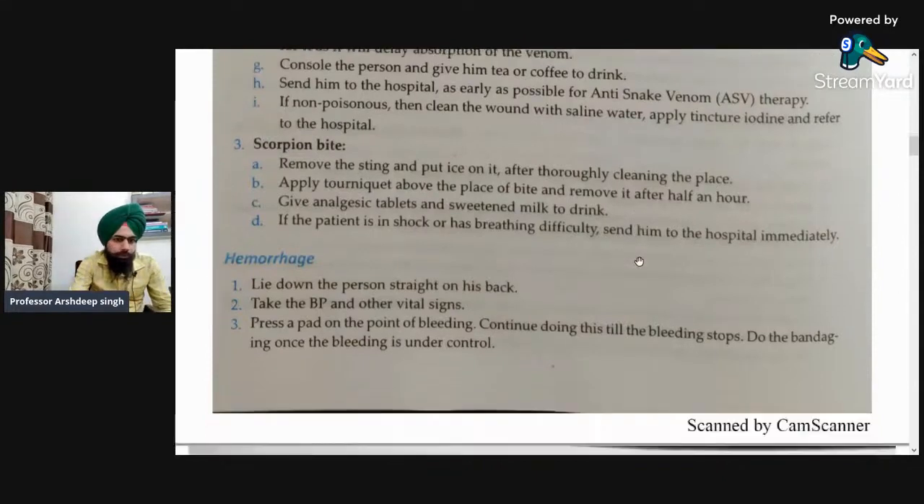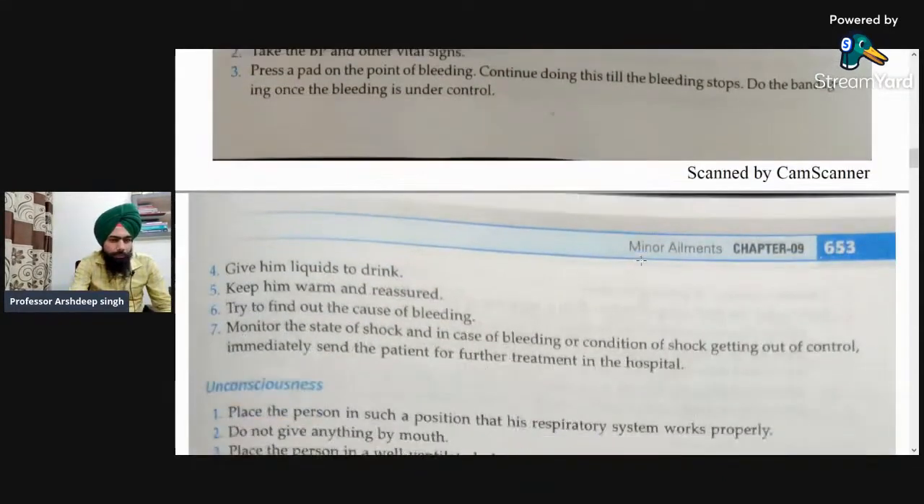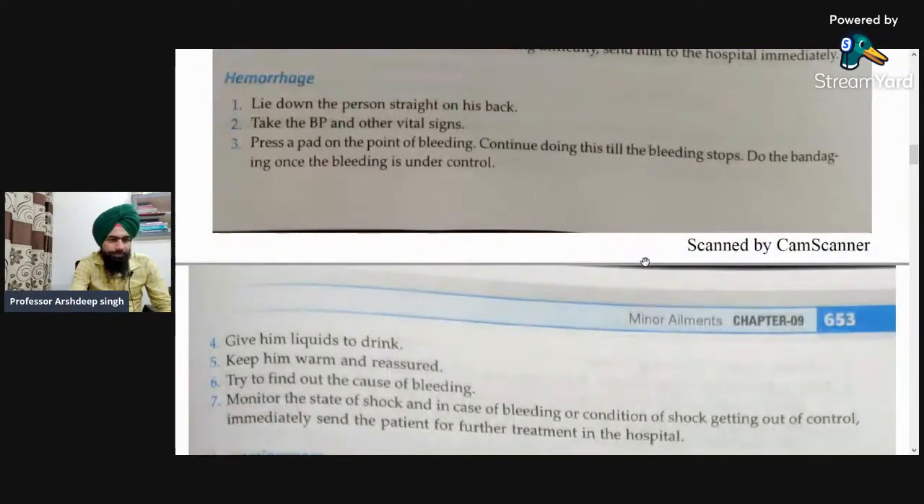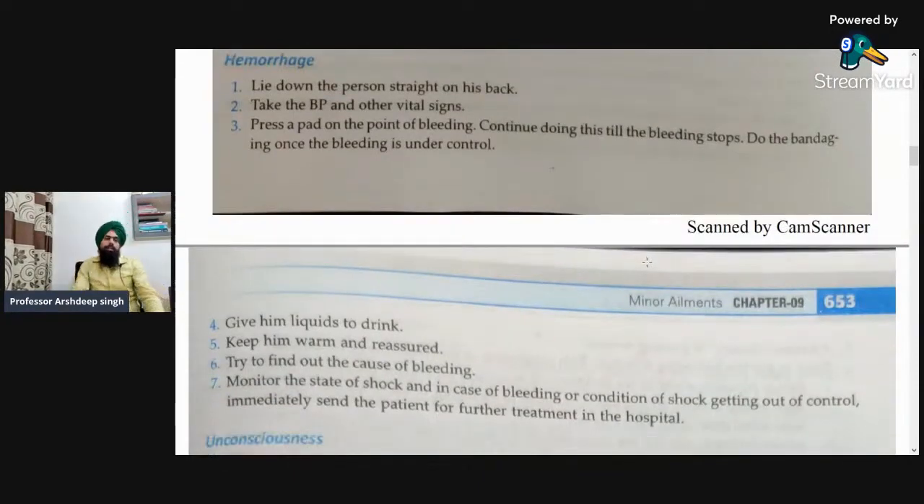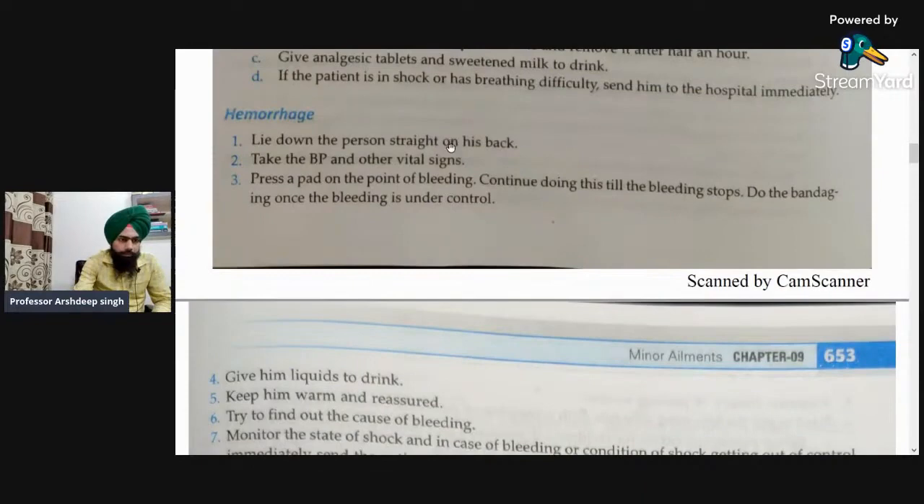What is hemorrhage and how can we manage that? Hemorrhage is the bleeding from the site. So how can we manage? Lie down the person straight on the back, take the BP, and the other vital signs must be checked properly. Press a pad on the point of bleeding, as it is hemorrhage, continuing to do this until the bleeding stops.